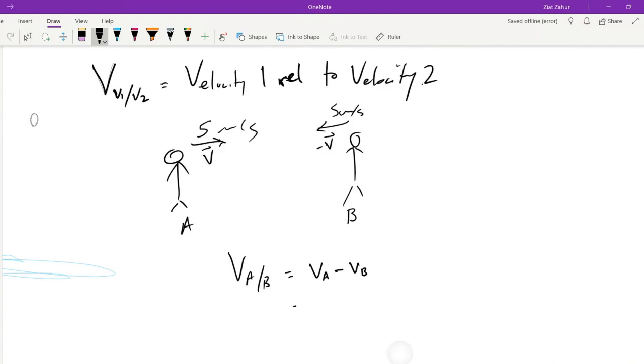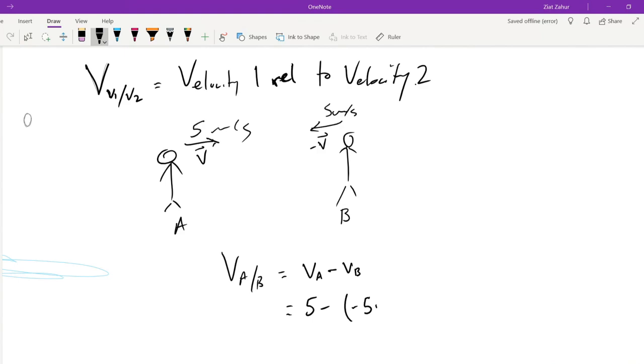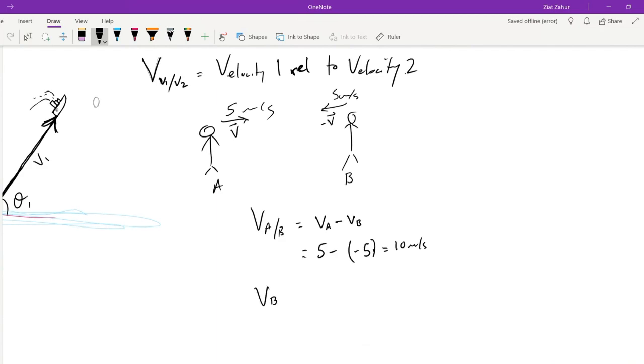Right? So this would give us a velocity of A, which is 5, minus the velocity of B, which is negative 5. And this gives us 10 meters per second. Relative to B, A is moving 10 to the right. If I did VBA, this would be velocity of B minus velocity of A, which would give us negative 5 minus 5, which is negative 10. Velocity of B relative to A. So relative to A, B is moving to the left 10 meters per second.